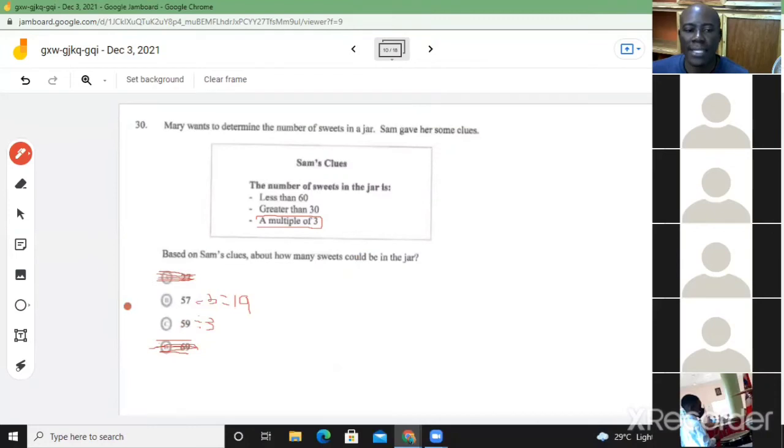So this one, the answer is B. Because we can't divide the 3 into the 59 without a remainder. We're going to get a remainder, so that means it can't work. So the answer is 57. All right, guys.